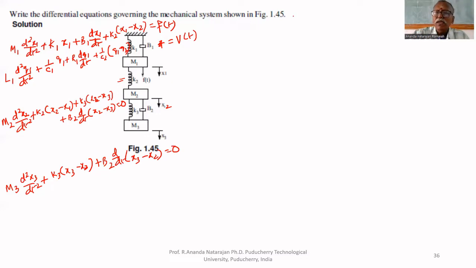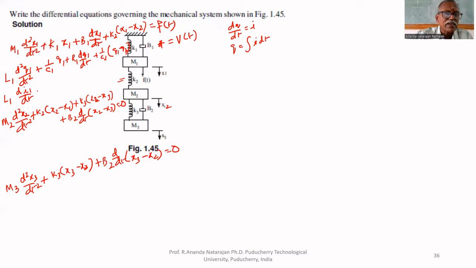Now we know that dq by dt equal to i, and q equal to integral of i dt. So if you replace this in terms of i, what will you get? L1 di1 by dt, because one derivative is reduced, because dq by dt equal to i. Therefore, if you differentiate once again, you will get di by dt equal to d square q by dt square.